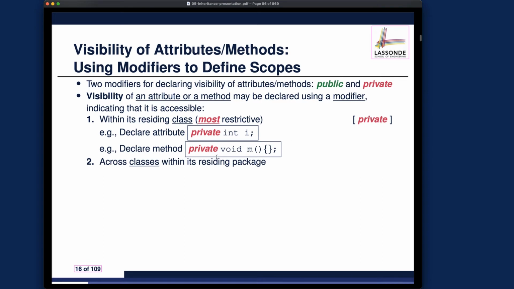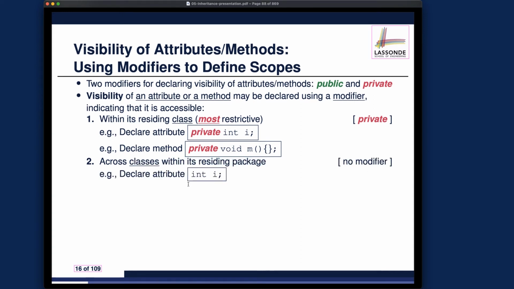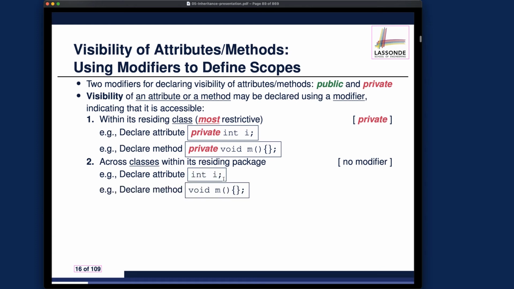Okay, so that's number one. What if you only declare attribute or class or methods as private, they're only visible within their residing class, the class in which they are declared. Let's go a little bit more relaxing. Across all the classes within its residing package, meaning that we want to make the attributes and methods visible within its own package. Other classes within the same package might still see them. In that case, you simply don't put any modifier, right? In that case, we can simply say integer I without any modifier. We can say method n without any modifier. So that's so-called package level visibility.